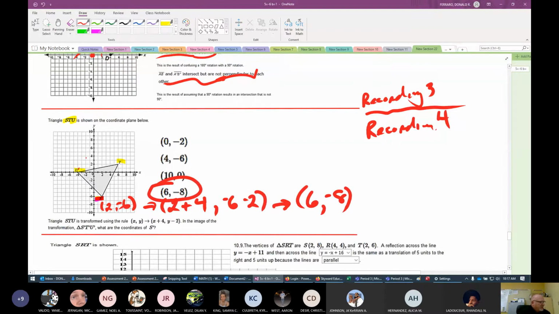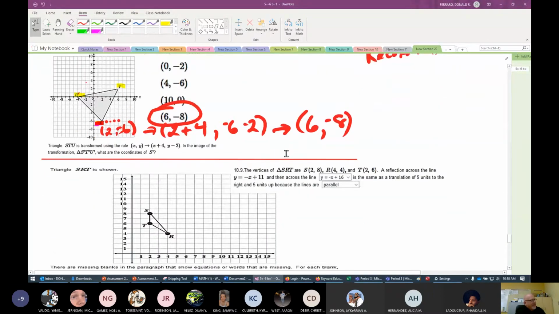Again, we just moved 1, 2, 3, 4, and then we went down 2. So that's going to be our new point right there. So that was a simple translation, 6, comma, -8. We're just adding 4 to the X coordinate and subtracting 2 from the Y coordinate.